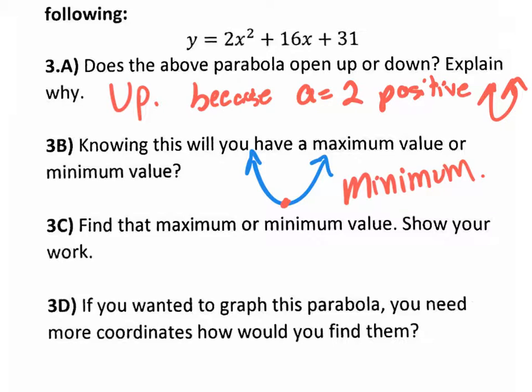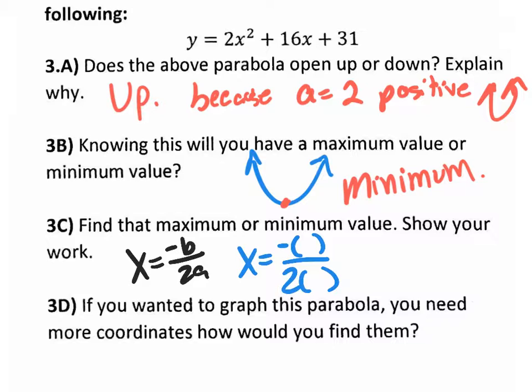So let's do that. Let's write down our formula. And then let's know how to use the formula with parentheses. And the b value is what? Here's a, here's b, here's c. The b value is what? 16. So you plug in that 16 in parentheses. The a value is 2. Put in that 2 inside of the parentheses. So we really have negative 16 divided by 4, which equals negative 4.